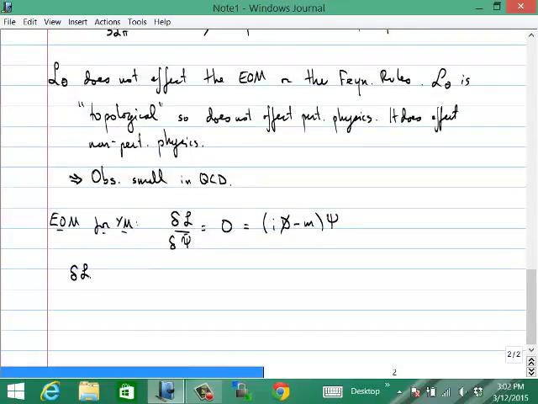And the equation of motion for the gauge field is also not so hard to work out. I think I assigned it to you on a problem set. Is that right? You're working out the equations of motion? Okay.